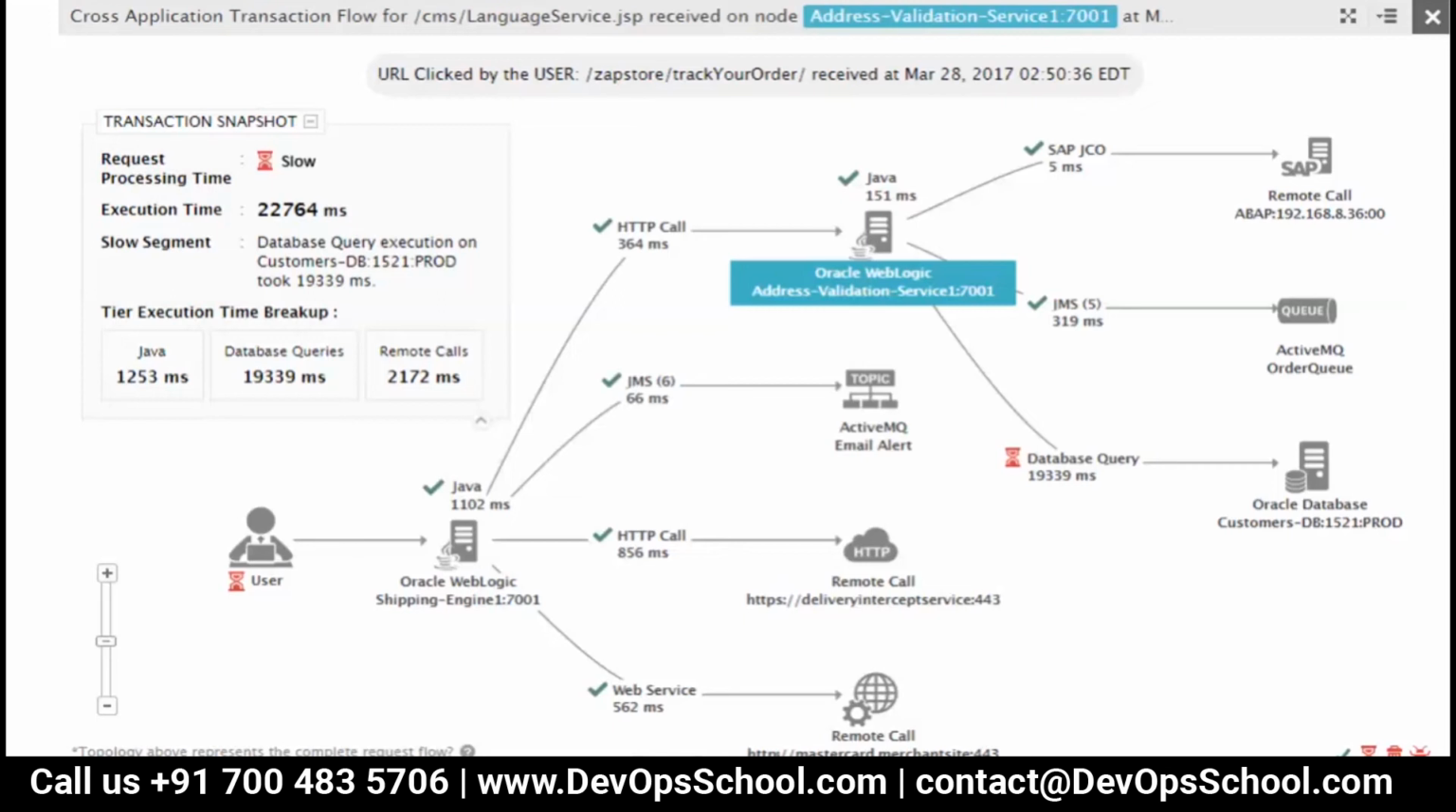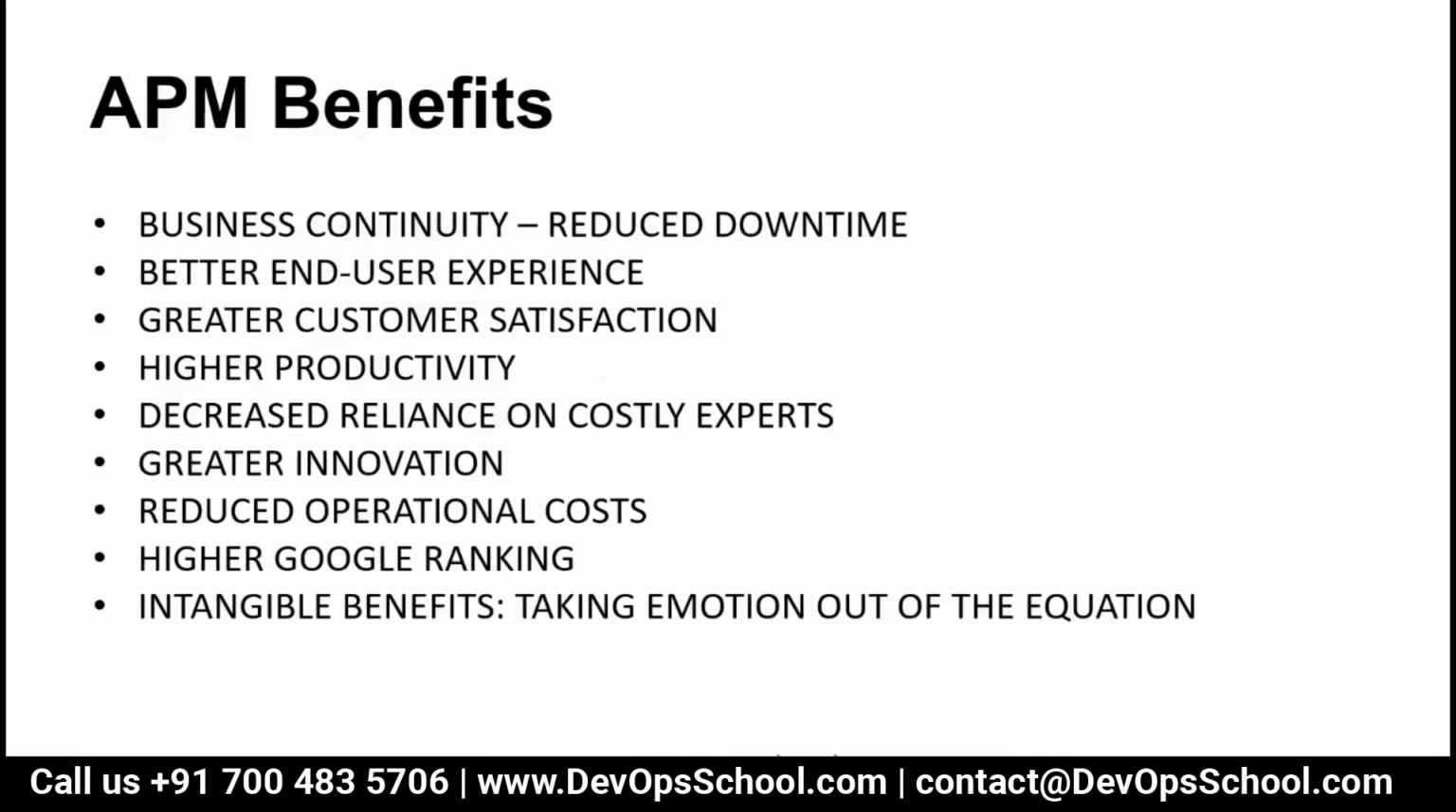HTTP call is 364 milliseconds. Java is taking 151 milliseconds, and database query is taking 19339 milliseconds. How do you know? That's what we are trying to set up today. So you should know these metrics, find out the culprit, and then fix it. So this is the stop.